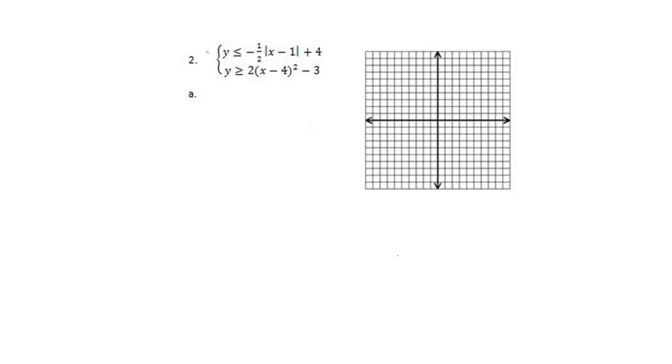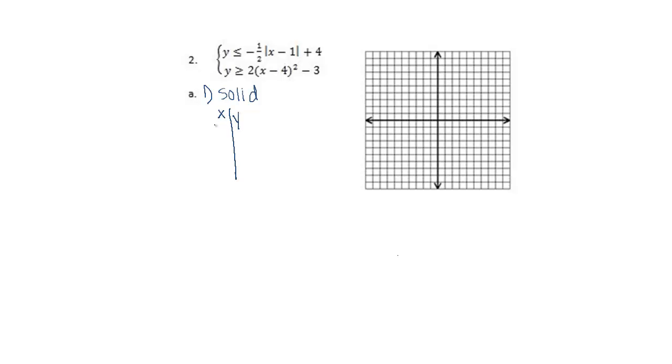Example 2. This is a system of inequalities because there are 2 or more inequalities. So let's look at our first one. It has a less than or equal to sign, so the first inequality is going to be a solid line. Let's go ahead and make the table for that. Sorry, it is an absolute value.